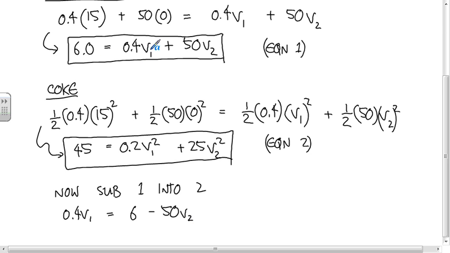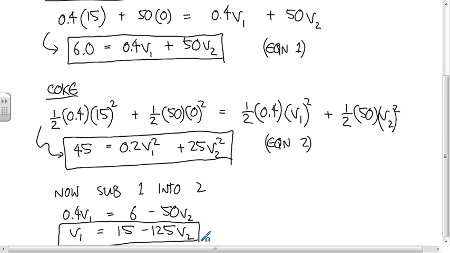I just rearranged equation 1. Now I'm going to divide both sides by 0.4. So you get v1 is equal to 15 minus 125 v2. Since that hasn't added any new information to equation 1, it's just rearranging stuff, I'll call that equation 1b. It's equivalent to equation 1, but rearranged.